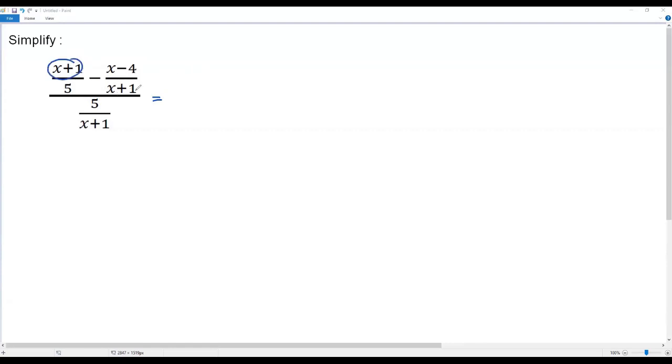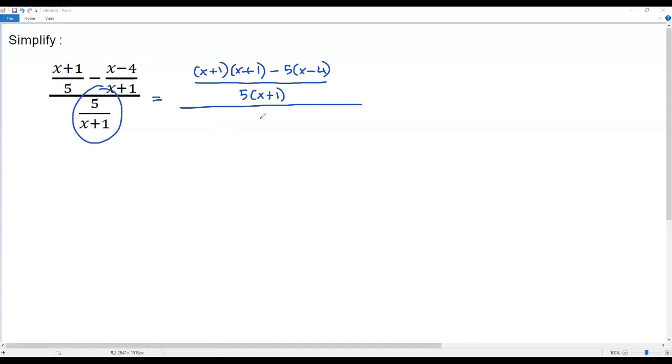When I multiply this x + 1 by this x + 1, I'm getting (x + 1) times (x + 1), and negative, I multiply this numerator x - 4 by this denominator 5, so I'm getting 5 times (x - 4), over, I have to multiply the two denominators, and I'm getting 5 times (x + 1). So everything has to be divided by this fraction, that is 5 over x + 1.